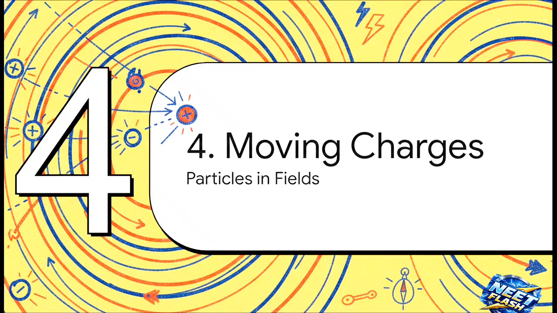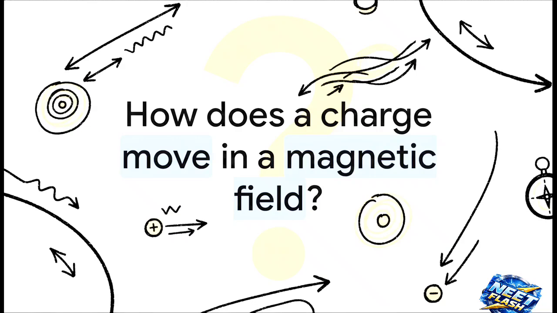Which brings us to Section 4, moving charges under influence. This is kind of the climax of our explainer. We've built these magnetic fields, but what happens when we send something crashing through them? The resulting physical motion is incredibly mesmerizing, and it all depends entirely on the angle of entry.